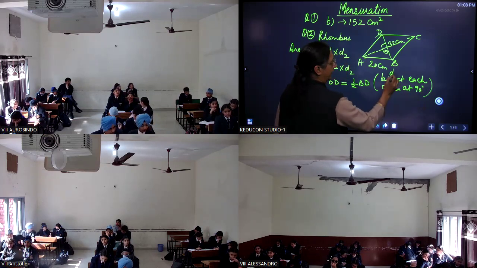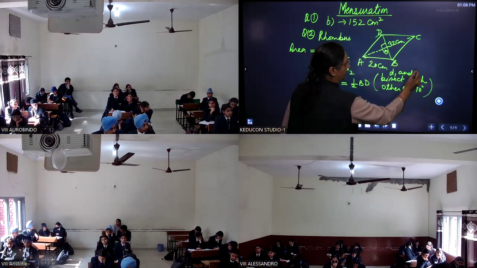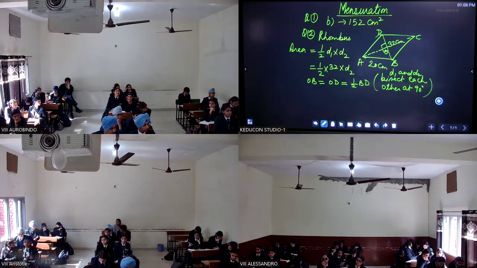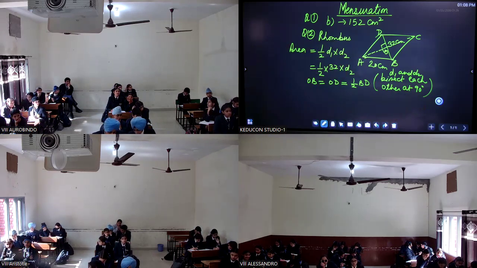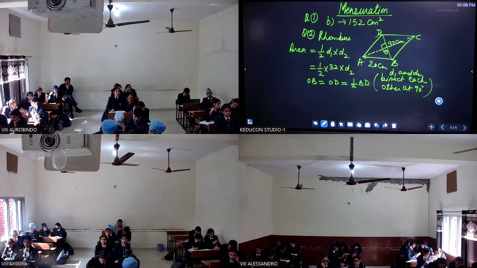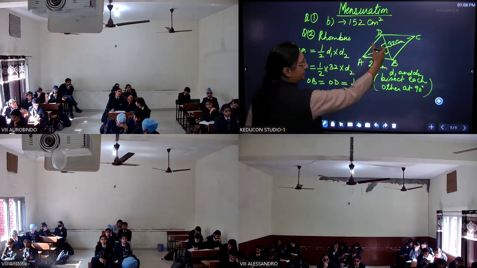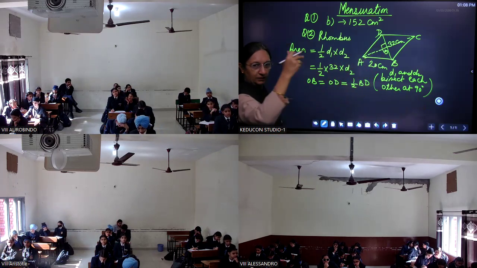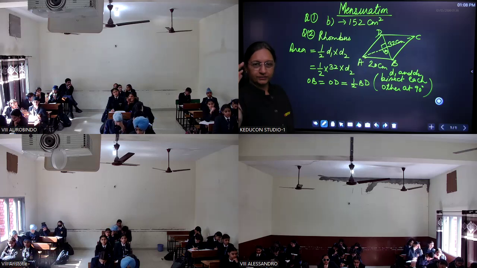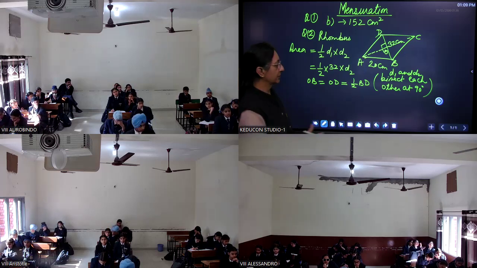Okay, D1 and D2. We are talking about diagonals here. This is a very important property of a rhombus: D1 and D2 bisect each other at 90 degrees. So 90 degrees is already there, and it is a big clue for you that you have to use the Pythagoras property.